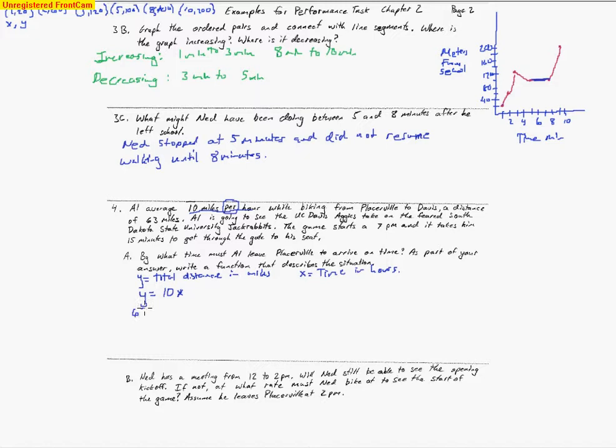Well, if it's 63 miles, so this time instead of putting the number in for x and then solving, I have to put it in for the y value. And so I still have to solve by doing an opposite operation. So I'm going to go ahead and divide by 10. And that gives me 6.3 hours.